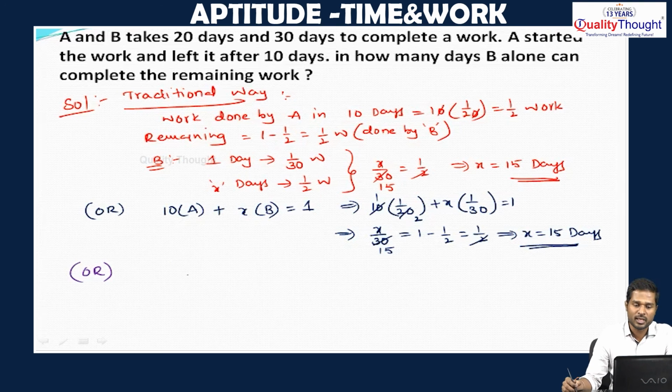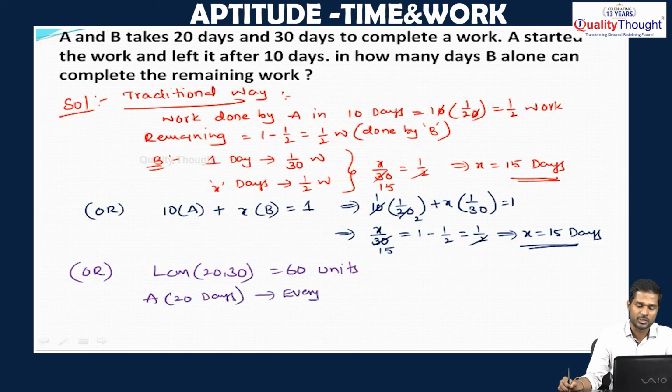Or this question can be solved as, see the LCM of 20 and 30. LCM of 20 and 30 is 60 units. So 60 units of the work is given. In this, A will work for 10 days, but A takes 20 days in total. That means every day A will do a work of 60 by 20, that is 3 units of work. A will do 3 units of work every day.